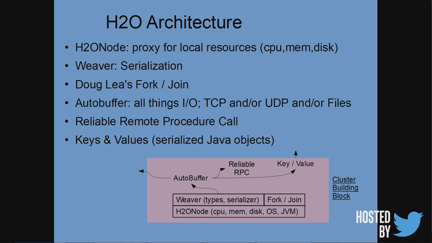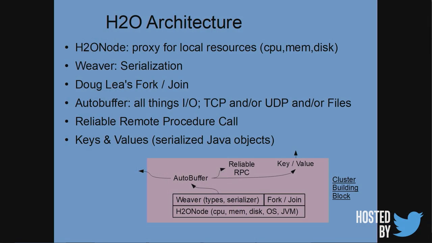So what's this block? This is, what is a node? There's a proxy internally. How do you serialize? There's a thing that does code generation to do serialization. There's fork join. There's an auto buffer, which is a reliable communication protocol for both TCP and UDP and/or disk and/or a couple other things.